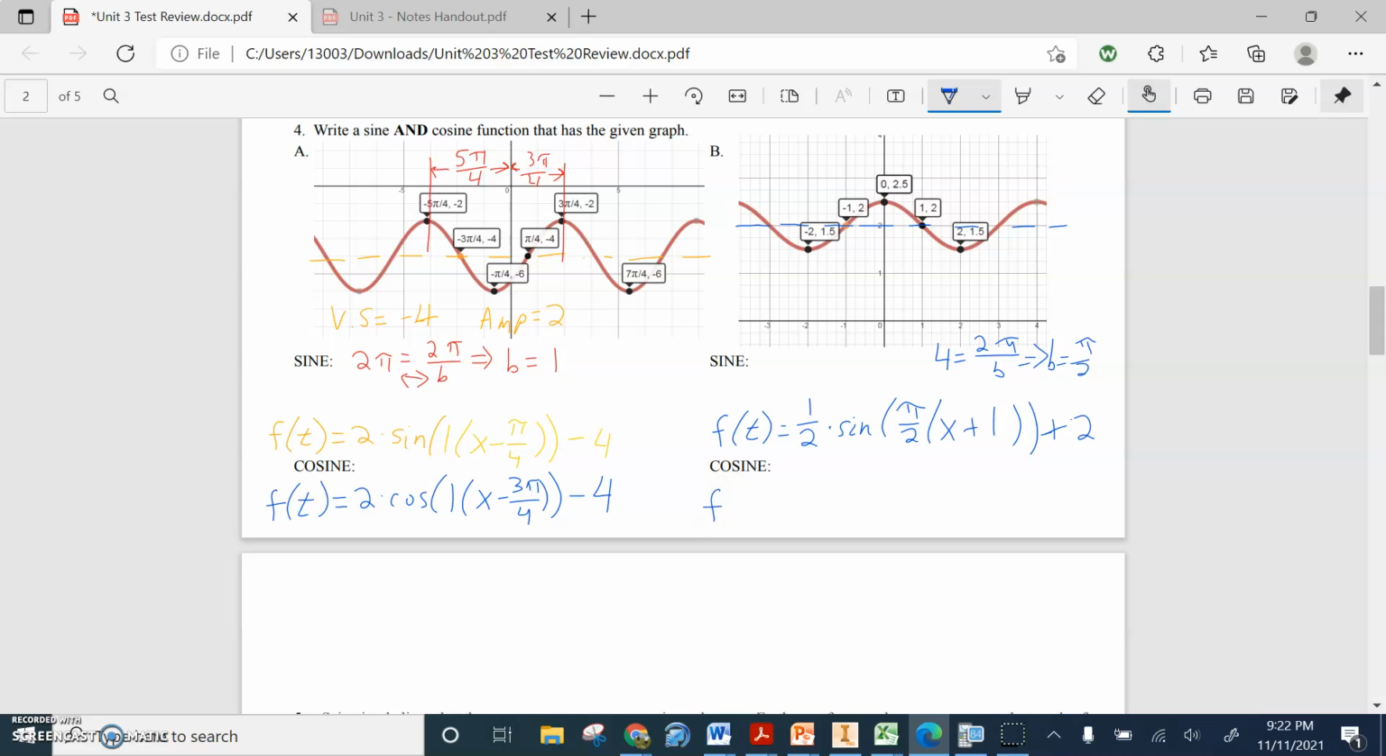Cosine, again, cosine's not going to change. F of t, not going to change in the amplitude. Not going to change in the period. This is where it will change, but look at this. The peak is, in fact, on the y-axis. We have no phase shift. So I'm just going to close that out.